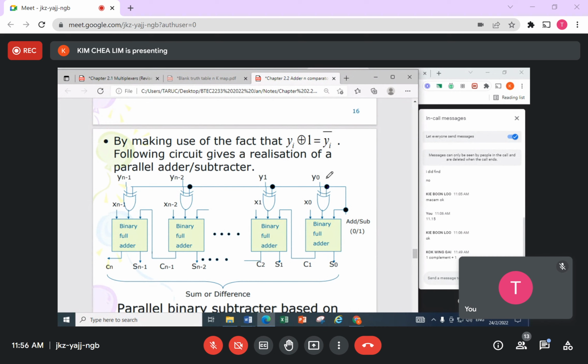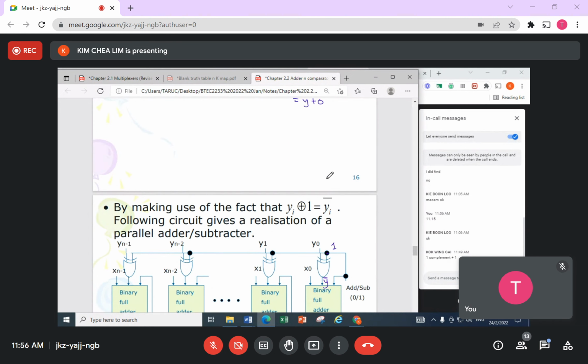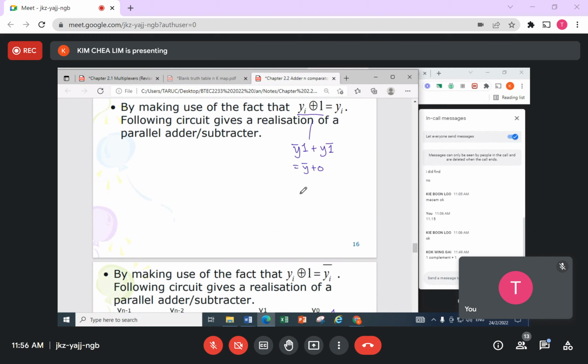I make this one connect to a 1. Let's say I connect it to 1 first, then the output here will be y bar. But if I put the input here as 0, then you get this one, which in this case gives you y. Y means that I didn't complement it.